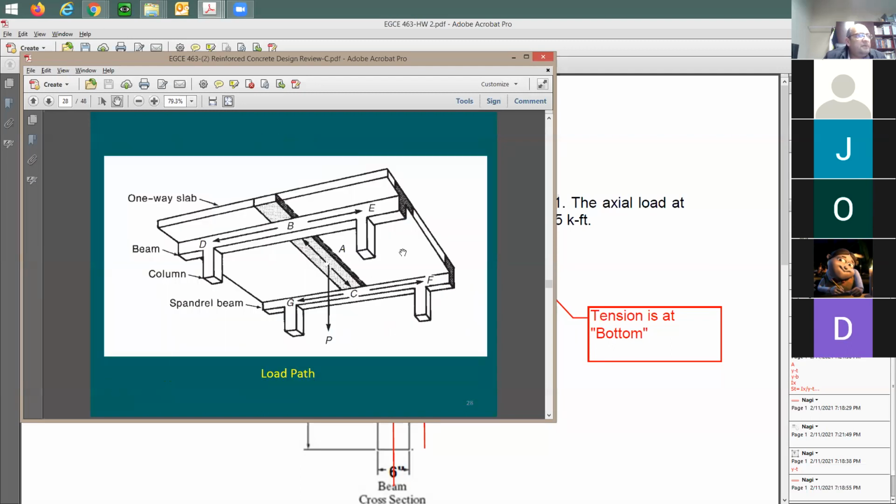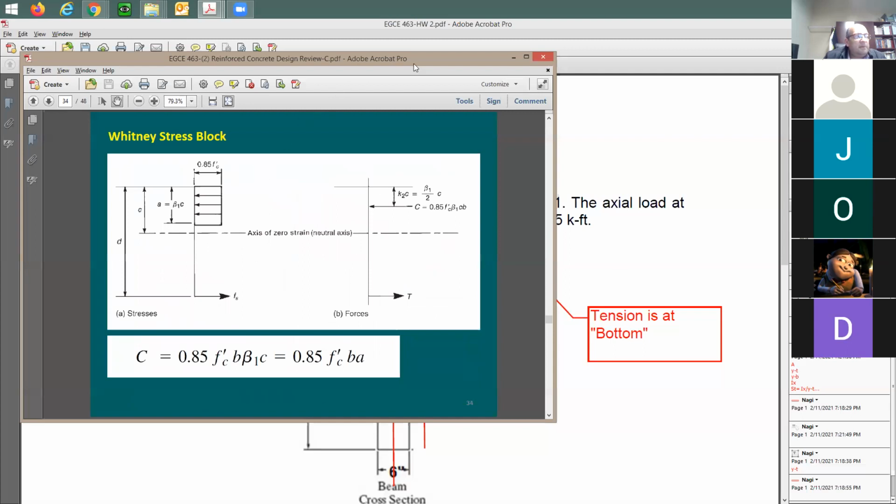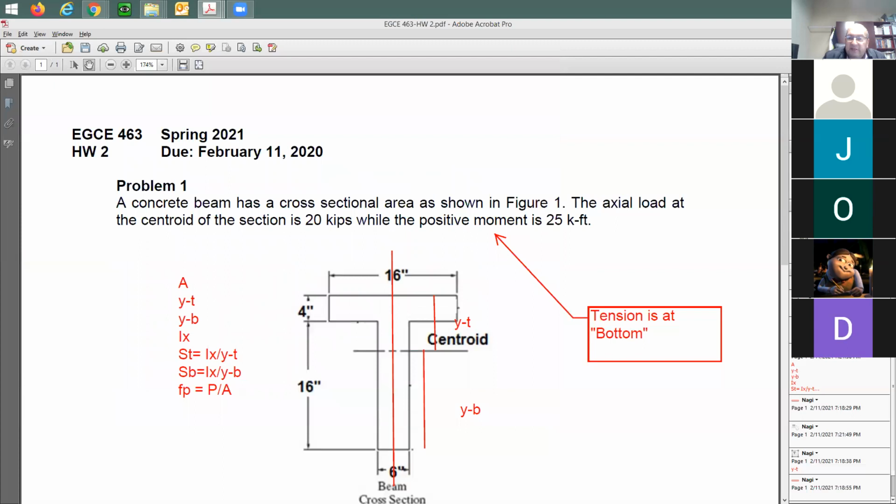Okay, so that's the same way for T beams? For any beam, for any section, any irregular section, any section that you come up with, as long as you put the tension on the bottom, you call this positive moment. And look at this trick here. I want you also to look at this, the same thing that I just showed.